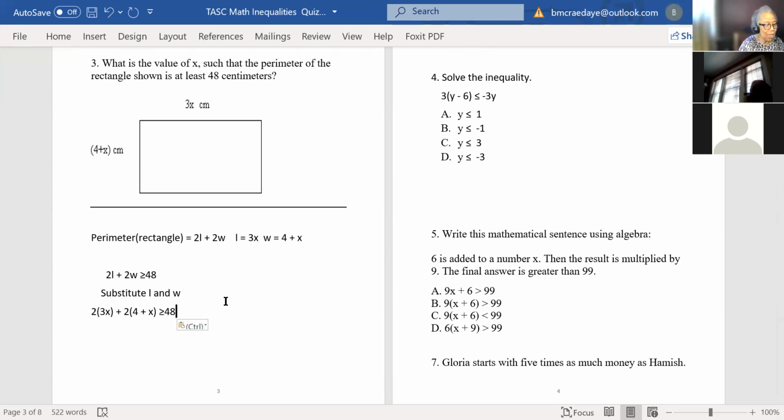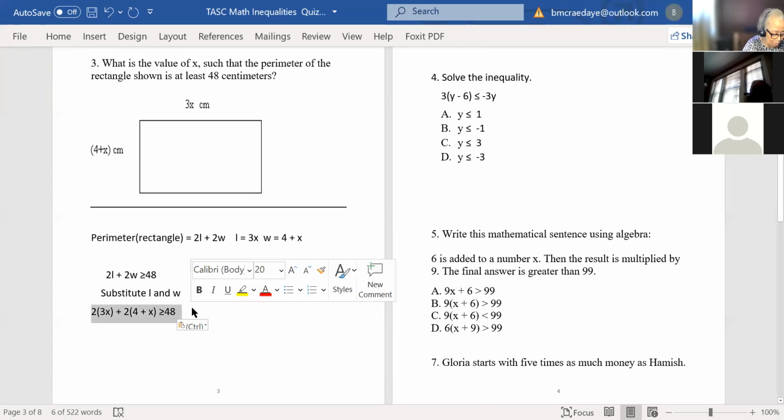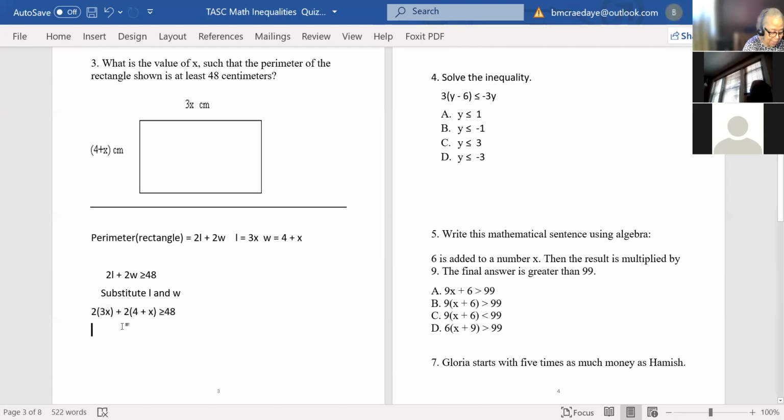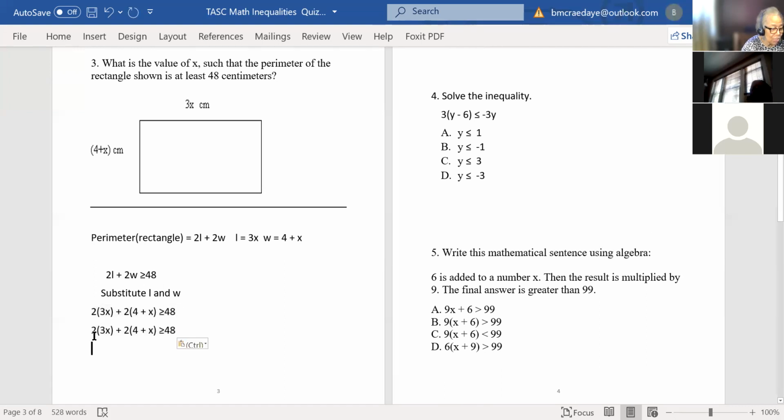What's 2 times 3x? So therefore you multiply. Right. So what do I get for 2 times 3x? 3 2s is 6. 6x? That's it. Very good. So I get 6x.